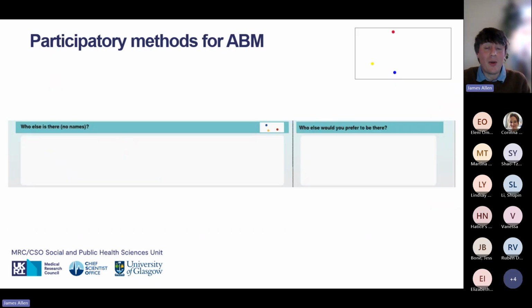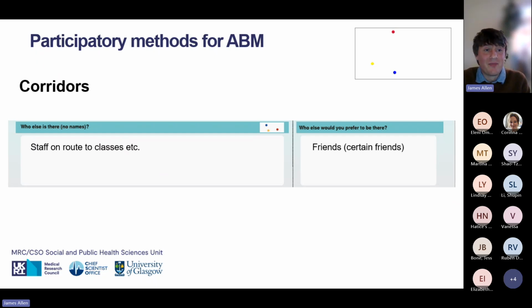The next question is, who else is there? We really want to know what agents are there, but asking this question can also help you get an idea of the situation. Is it older kids that are there that are causing stress? Is it a lack of teachers? So asking about corridors, who else is there? We've got answers like staff en route to class, etc. Who else would you prefer to be there?